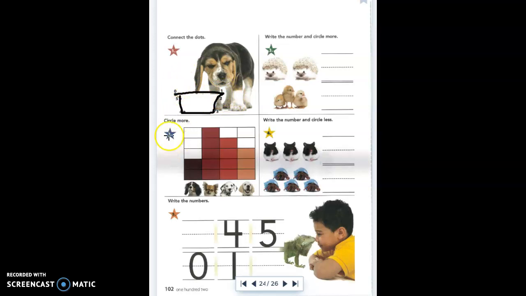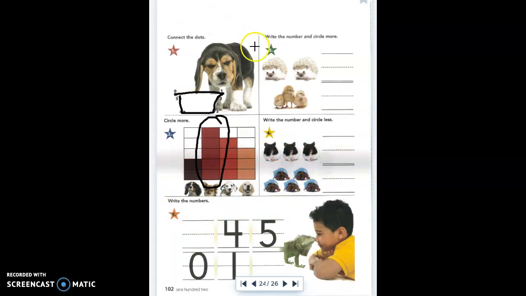For number 2, I need to go look at this graph, and I need to circle which one I have more of. So I can look at this graph for each dog, and I can see that the one that has the most is this dog right here. This dog has more than any of the other dogs.